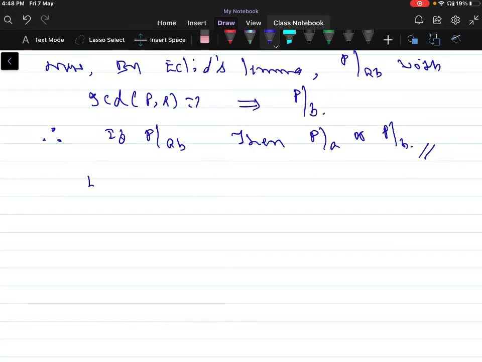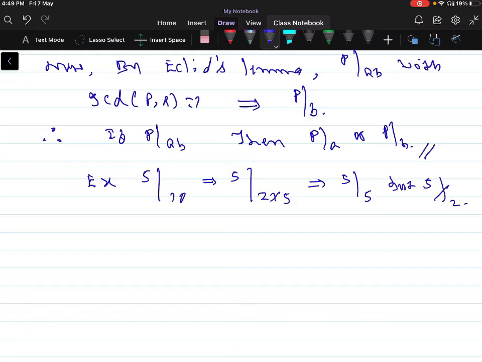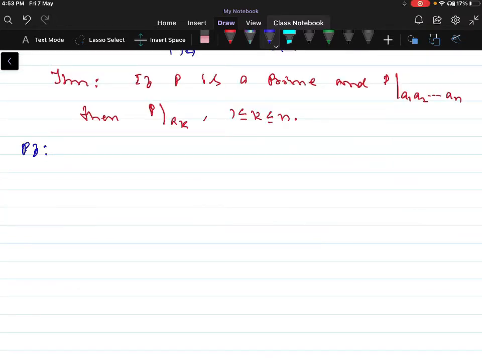For example, prime number 5 divides 10. So this implies we can write 5 divides 2 into 5. We can observe that 5 divides 5, but 5 does not divide 2. Let us take another example. 7 divides 14. So this implies 7 divides 2 into 7. 7 divides 7, but 7 does not divide 2.